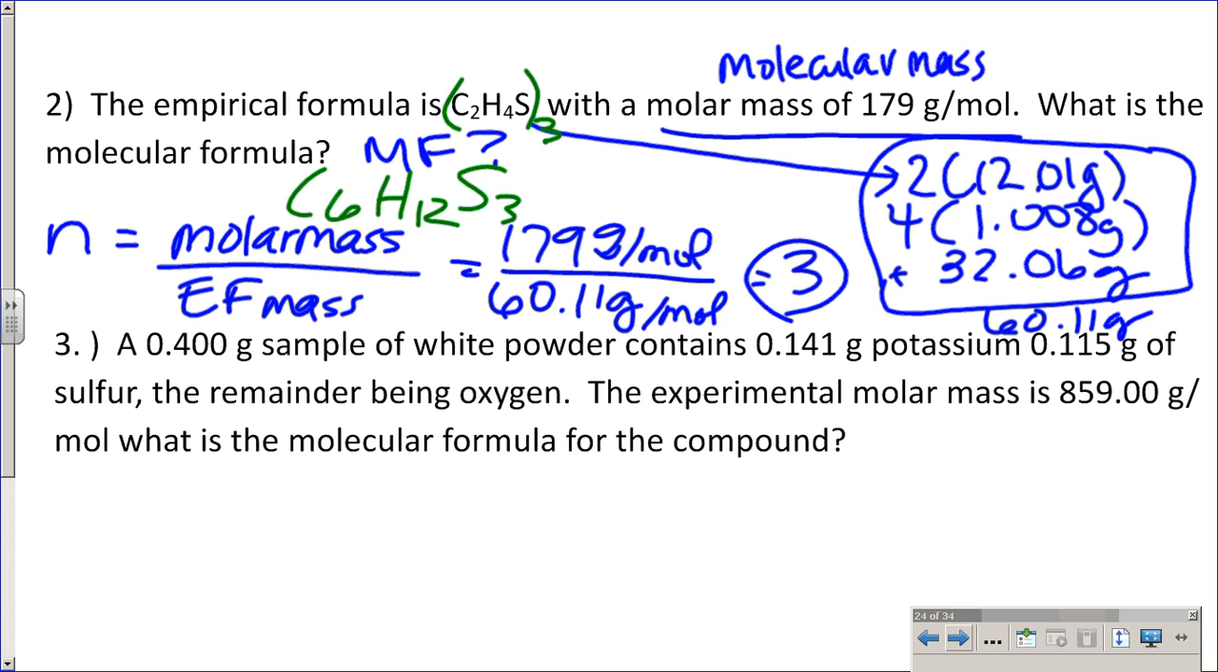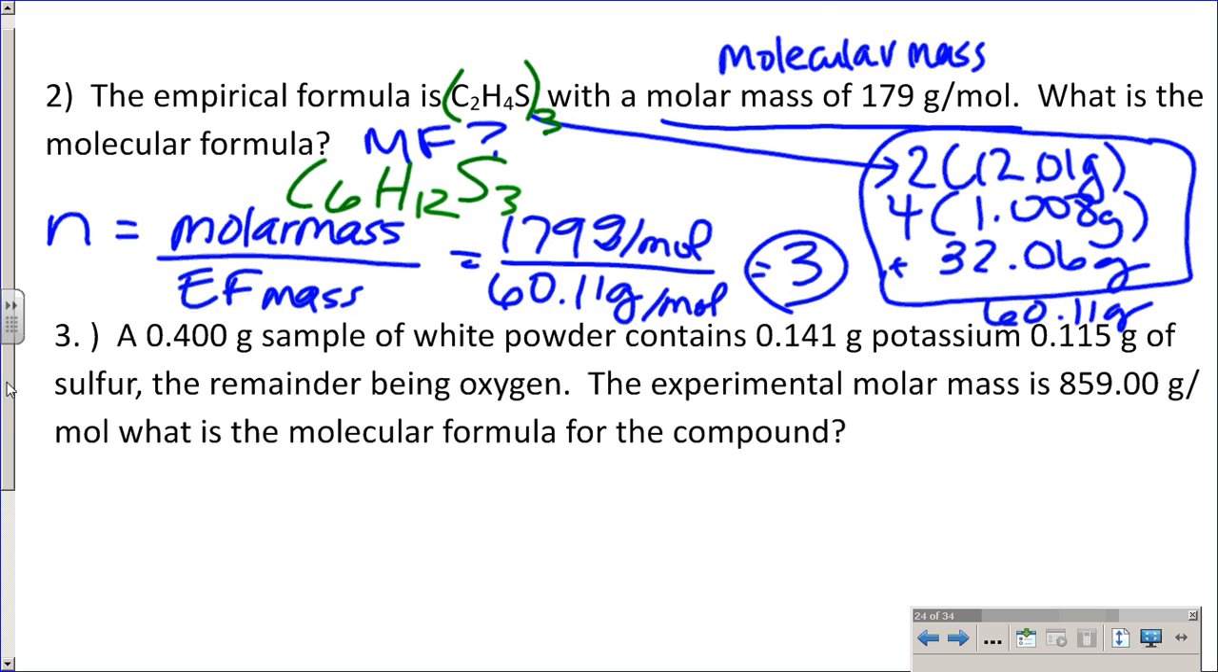C6H12S3. There you go. That's the molecular formula. It's just a multiple of the empirical. That's it. You just got to figure out what the multiple is. All right.